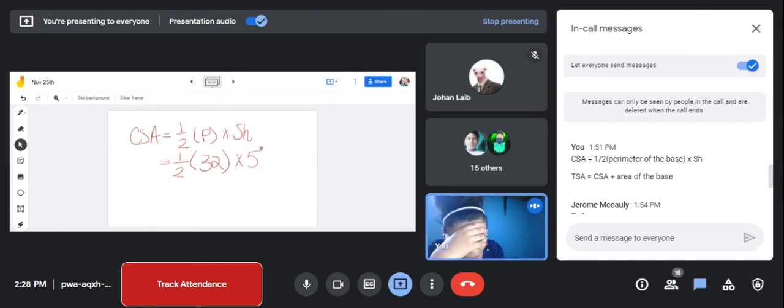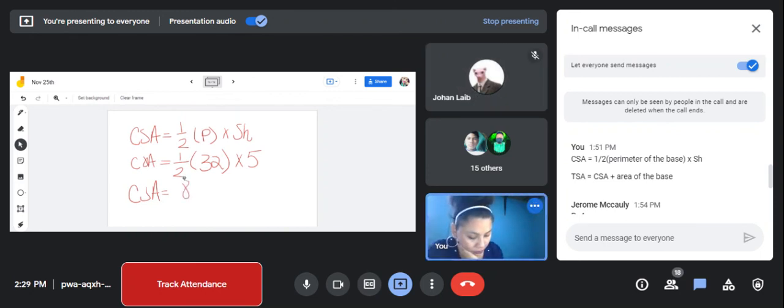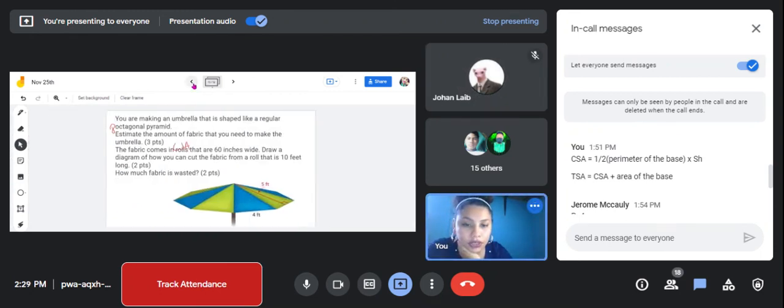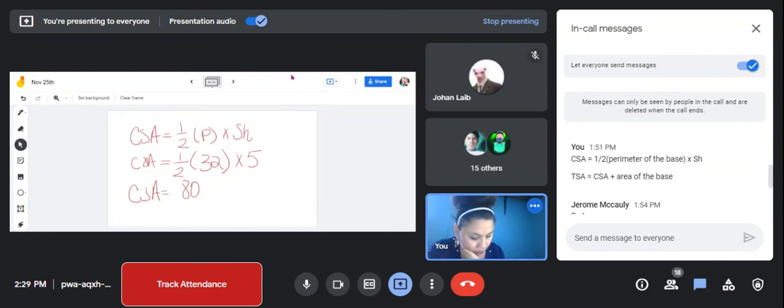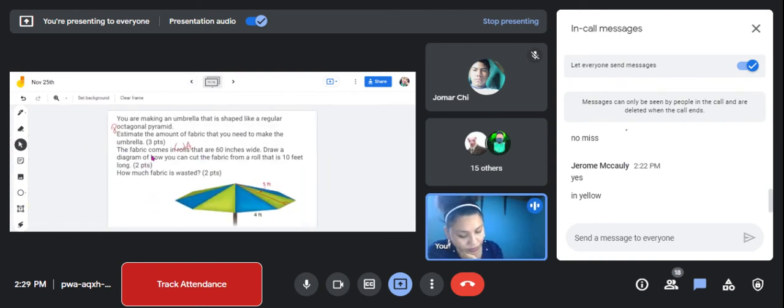Now solve that. What do you get? 80, Miss. 80, and it is feet squared. Yes, everybody got 80? Okay. So we have done number 1.